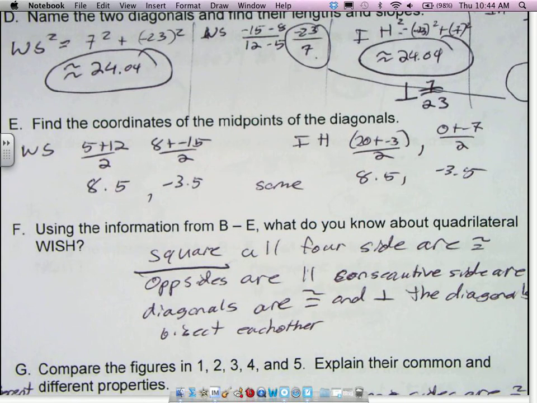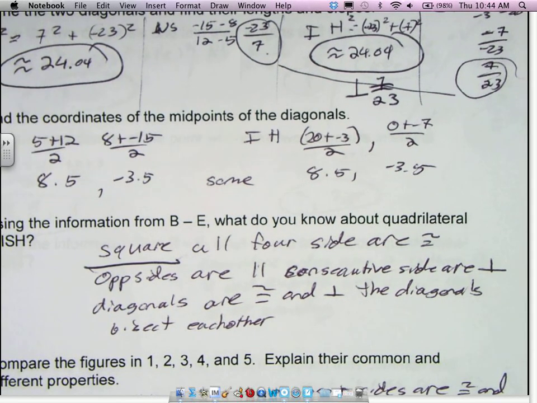So F, it's a square. All 4 sides are congruent. Opposite sides are parallel. Consecutive sides are perpendicular. Okay. Diagonals are congruent and perpendicular, and the diagonals bisect each other. I am going to move on to G. So I'm going to be covering up D.